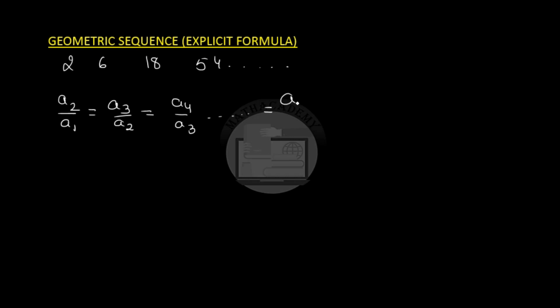So let us consider the sequence 2, 6, 18, 54 and so on. Let us first determine whether the given sequence is a geometric sequence or not. We know that a sequence is a geometric sequence if the ratio of the consecutive terms is always the same. Correct? So a_n over a_(n-1). All these ratios of the consecutive terms, if they are the same, which is called the common ratio r, then such sequences are called geometric sequences.